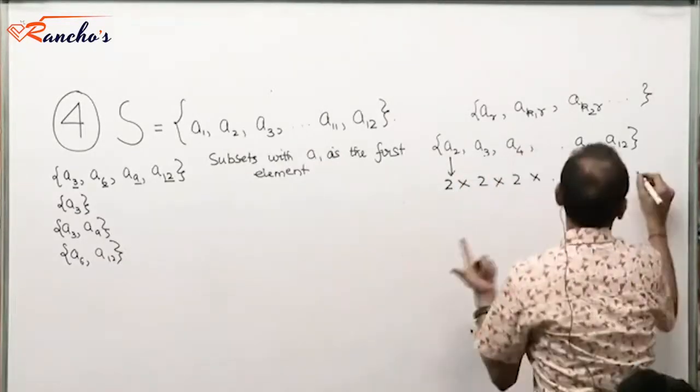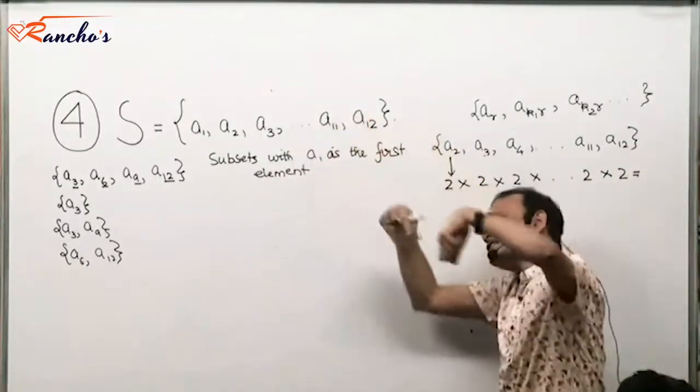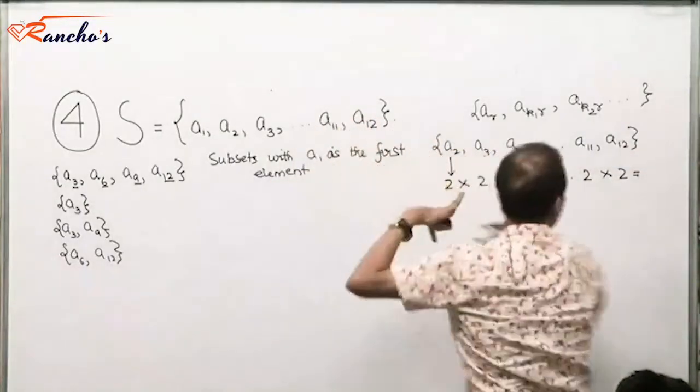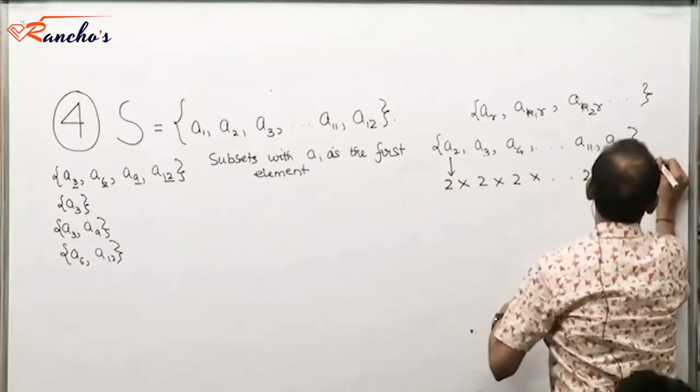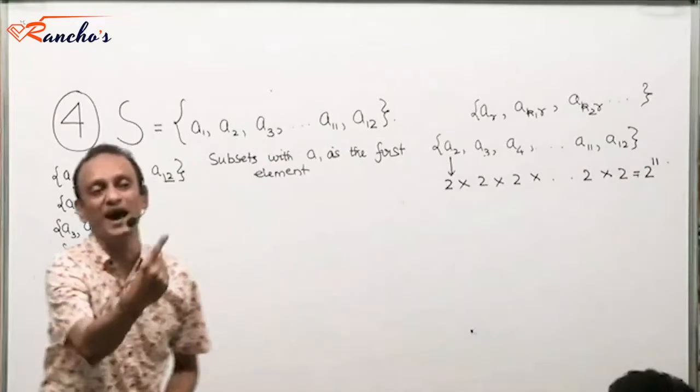So that is 2 to the power 11 only, because I may not choose even one element from here. That would be a subset with just A1, which is an acceptable subset, right? So just 2 to the power 11. Yes or no? So the number of subsets with A1 as the first element is 2 to the power 11.